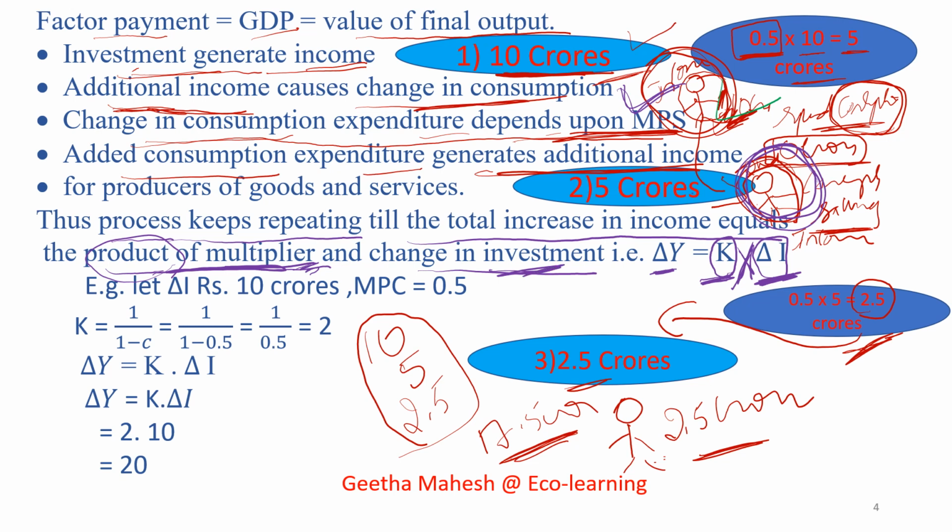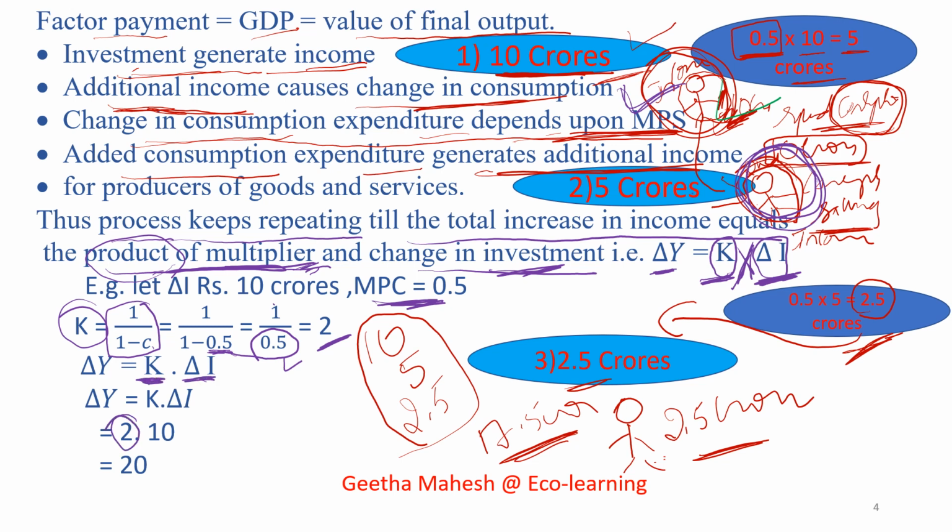You have to multiply the multiplier value and investment. So how to find the multiplier value? To find the multiplier value, we use the formula 1 divided by 1 minus C. What is C? We assumed marginal propensity to consume is 0.5, so I am using 0.5. 1 minus 0.5 is 0.5. 1 divided by 0.5 is equal to 2. So the value of K is 2.